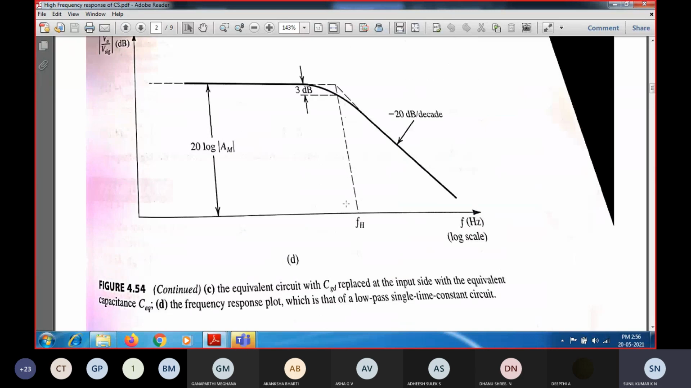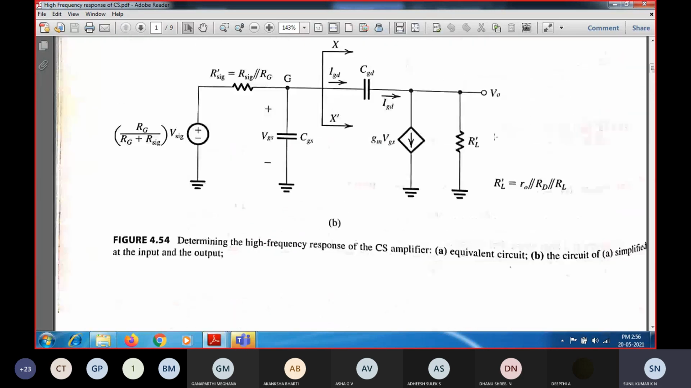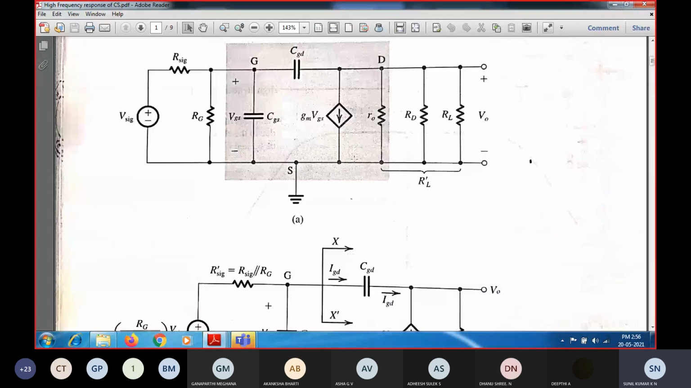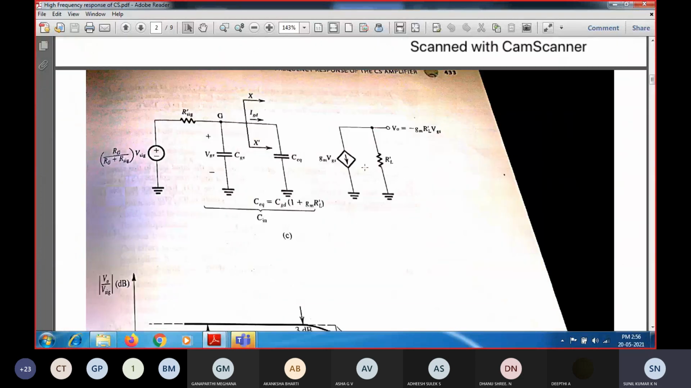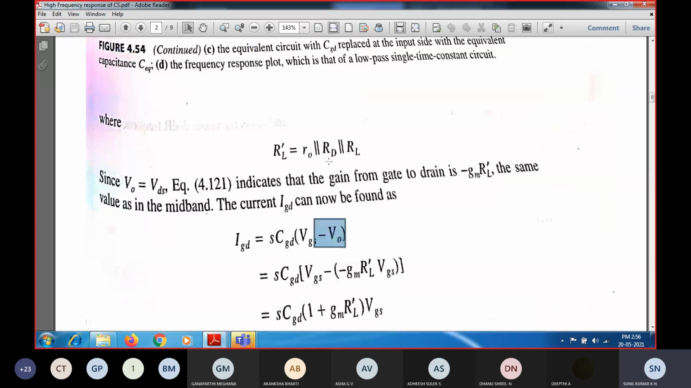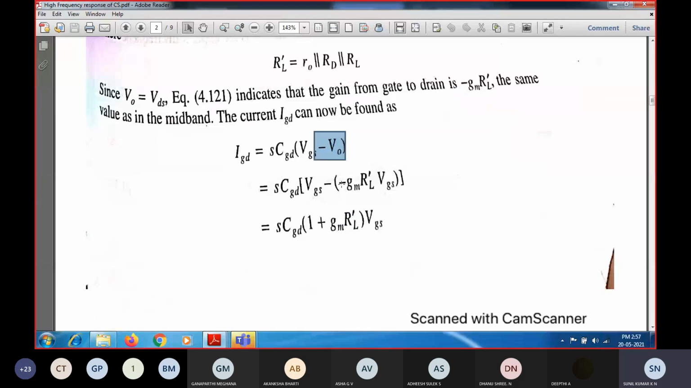V naught we have already found out the expression, which will be equal to GM into VGS into R naught parallel RL dash, so GM into RL dash. We are going to substitute the same value over here. So VGS minus V naught, so minus GM into RL dash. In that I am going to take VGS as the common term. So IGD equals S into CGD into VGS common term, 1 plus GM into RL dash. This is going to be useful in the relation.